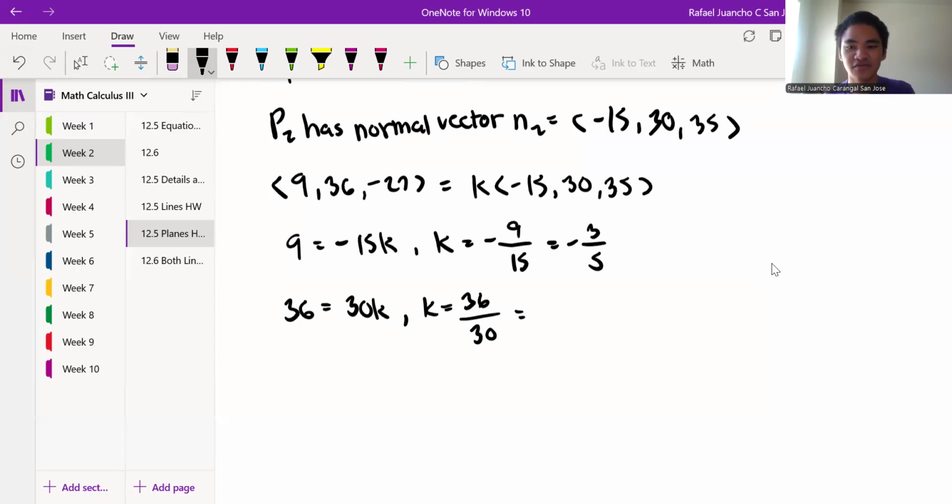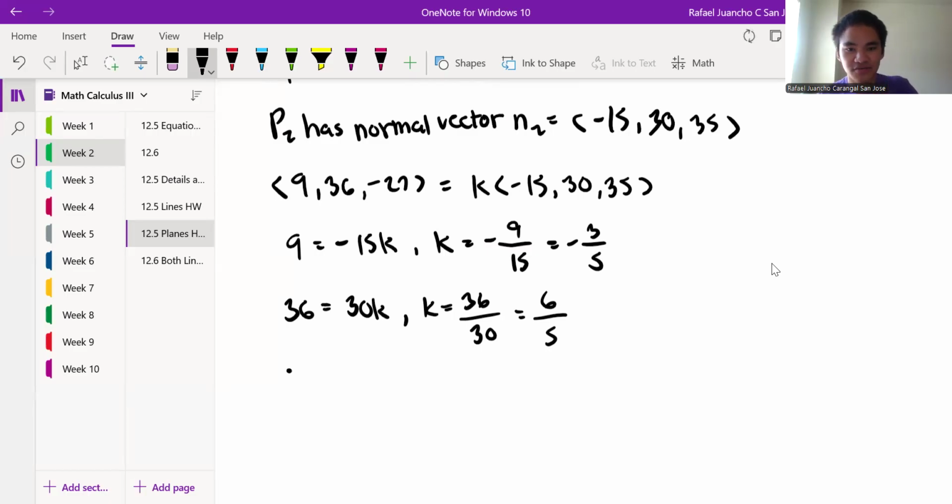I can divide them by anything. I can divide them by 6. If I divide them by 6, I get 6. I get what? 5. Nope, they're not similar.